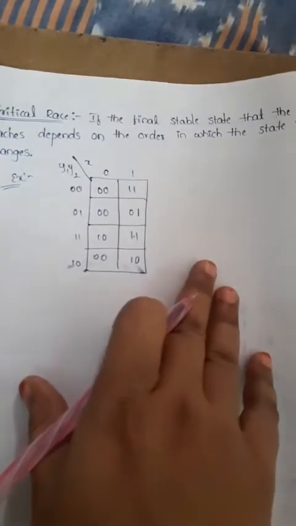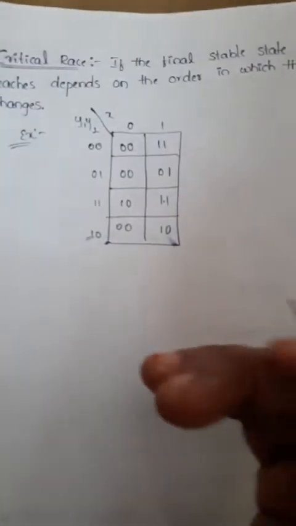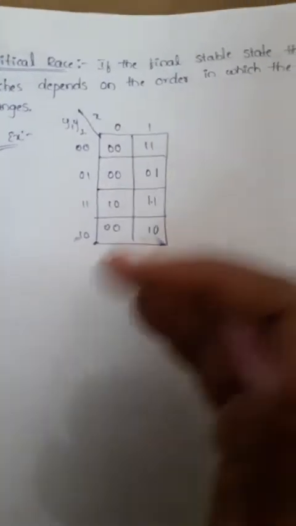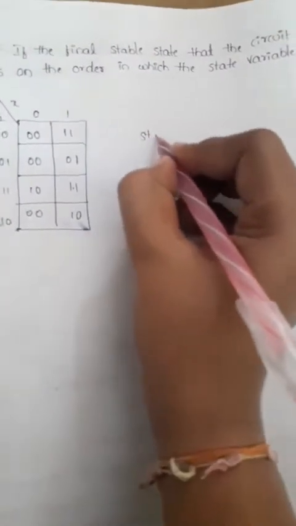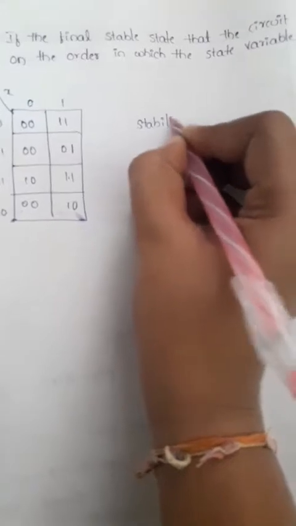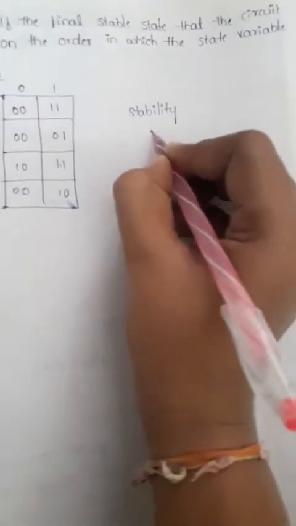Now in that we can find out the critical race here. Okay, so we know the definition of critical race, right? So based on that we have to find out the race conditions. So first of all, whatever the transition table we have and whatever the procedure, we need to find out the stability condition in that. Okay, so stability is nothing but we have a formula for that: capital next state equals small present state.